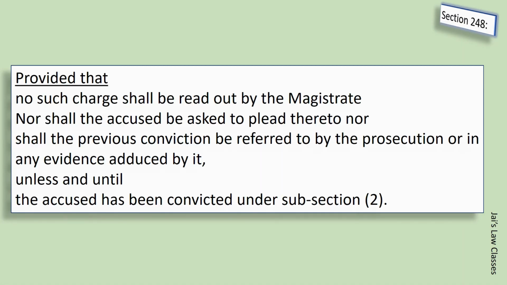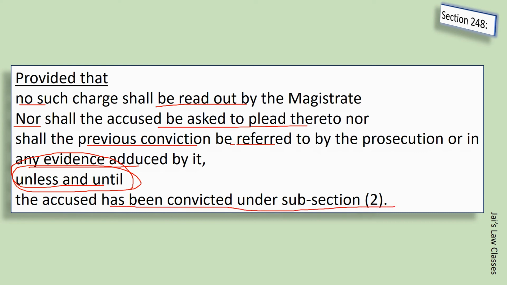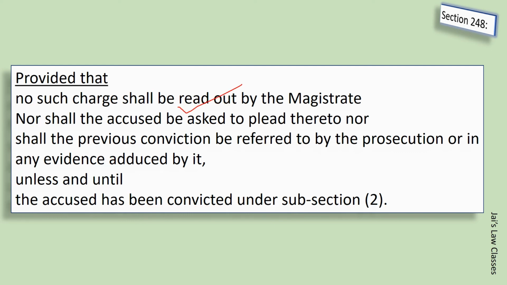Provided that. Now this means subject to condition. What are the conditions? No such charge shall be read out by the magistrate. Nor shall the accused be asked to plead guilty. Nor shall the previous conviction be referred to by the prosecution, or in any evidence adduced by it regarding his previous conviction. We are not going to do all such things unless and until the accused has been convicted under subsection 2. Once the accused has been convicted, then the magistrate is going to read the charge, ask him whether he pleads guilty or not, and will check the previous conviction.